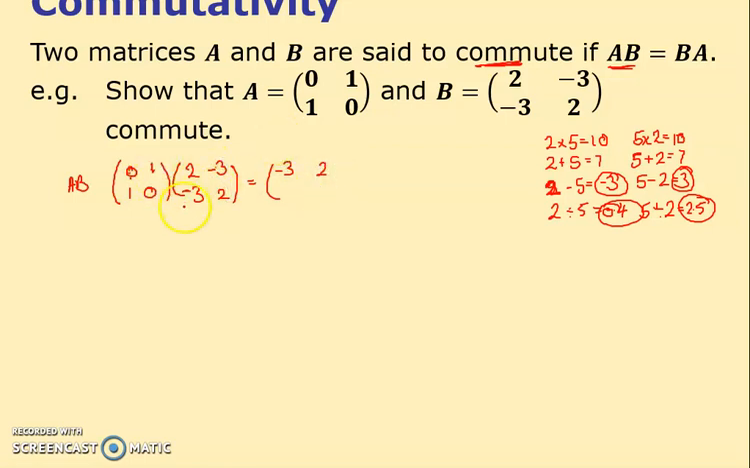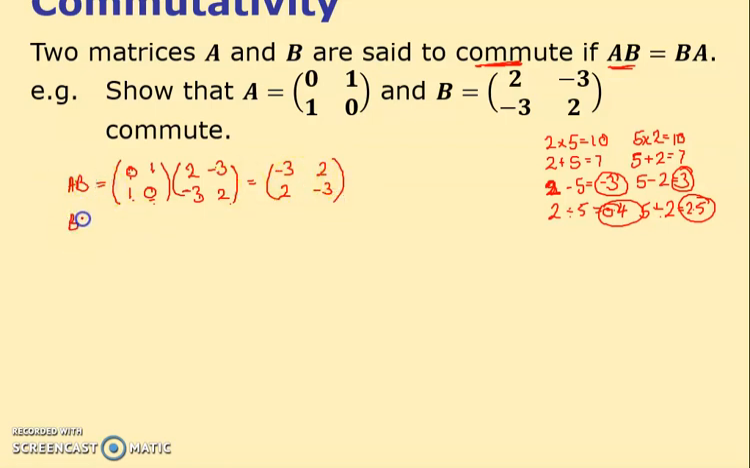Okay, noughts are brilliant. I do love them. 1 times 2 is 2, and that will give me nothing. 1 times that is minus 3, and 0 times that is nothing. So I think I get that as an answer. So that's AB equal to that.